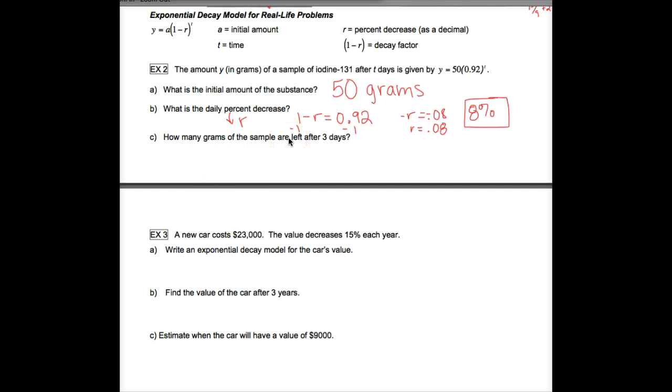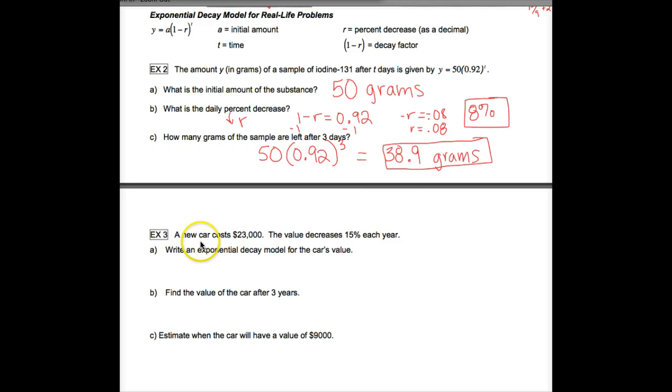How many grams of the sample are left after 3 days? So that just means plug in 3. So 50 times 0.92 to the third power would be our work. Then we can plug that into our calculator and hopefully come up with 38.9 grams. Again, don't just take my word for it. Make sure that you can actually plug this in and get the right answer, because that will allow me to help you if you're having calculator problems.